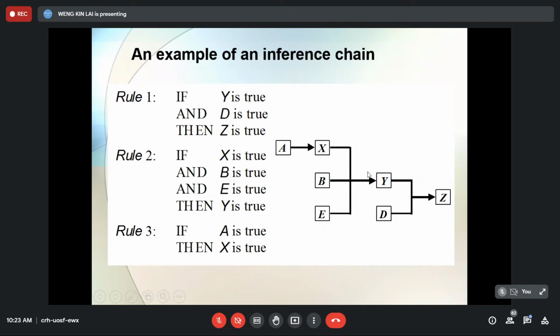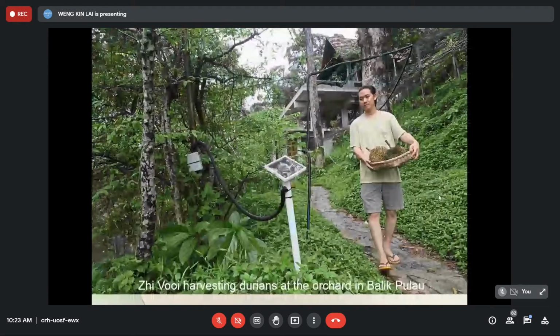And then combine with B, that will then fire Y. Of course, you have to wait for D before you get Z. So this is where we were of the three rules. That's why we have this.